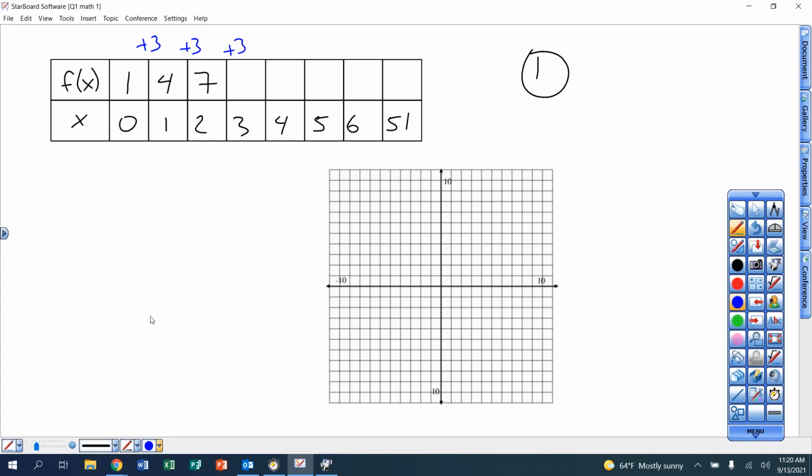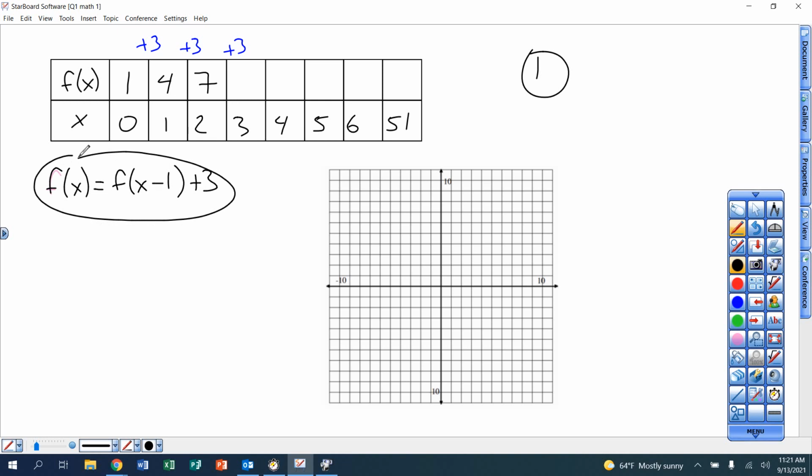If I wanted to write recursive, I could just write it right away. F of x equals f of x minus 1 plus that 3 number right there. If I wanted to use it in the table, take that 7, 7 plus 3, 10, 10 plus 3, 13, 13 plus 3, 16, 16 plus 3, 19. But can't do that for the 51st. Going to have to come up with the formula. If they're asking you to prove that the recursive function works, here we go.